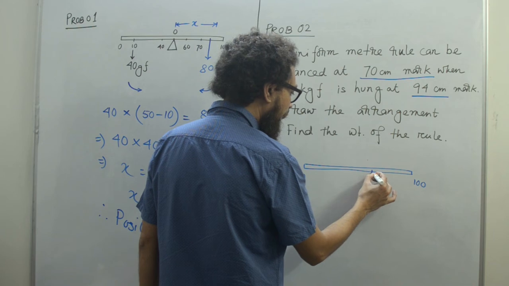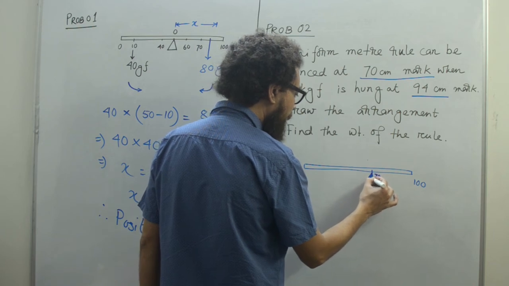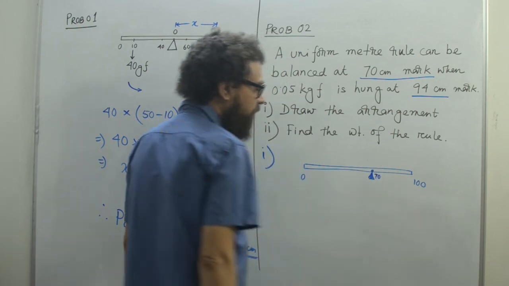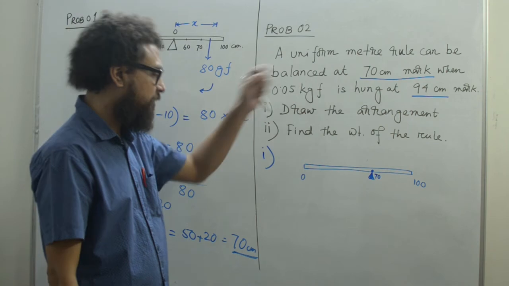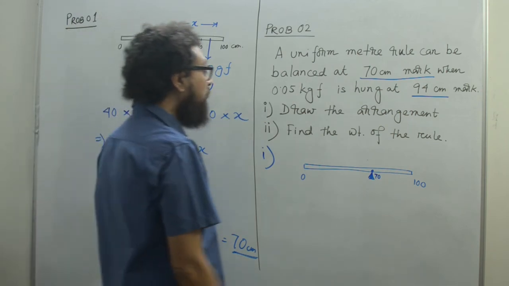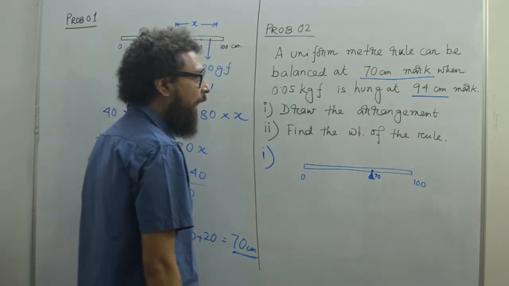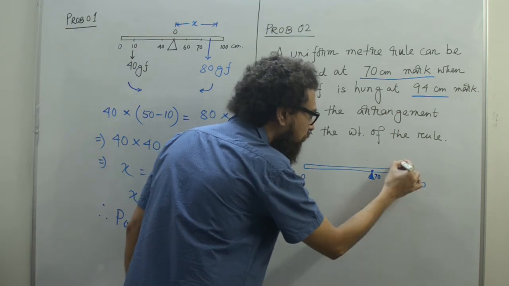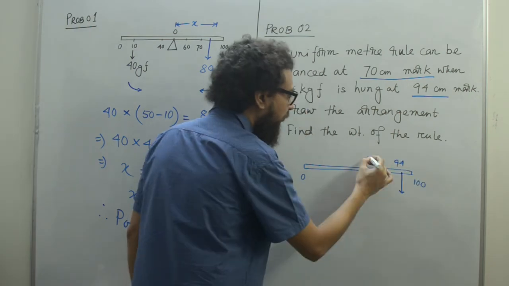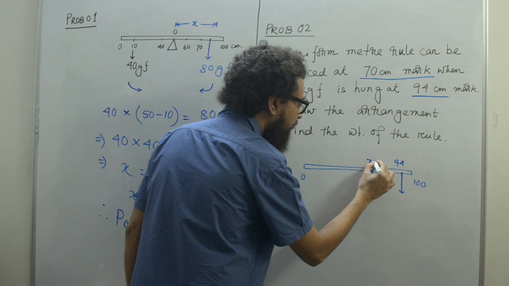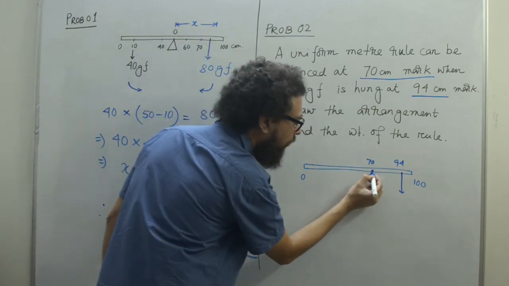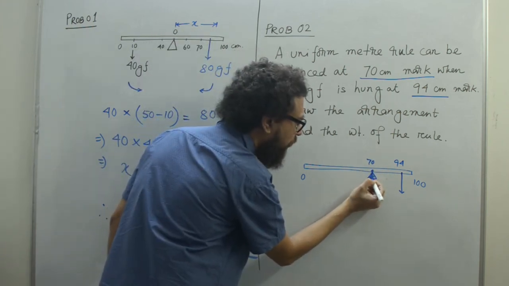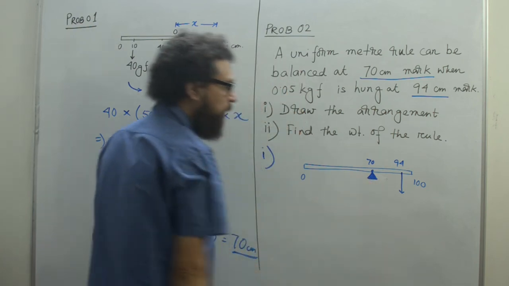Good. And here is the pivot. So this is the pivot, because they have given balanced. Good. And 0.05 kgf is hanging from the 94 centimeter mark. So somewhere here, right here, 94. Right here. Oh, okay. This is 70. This is the pivot. Can you follow? This triangle means the pivot.